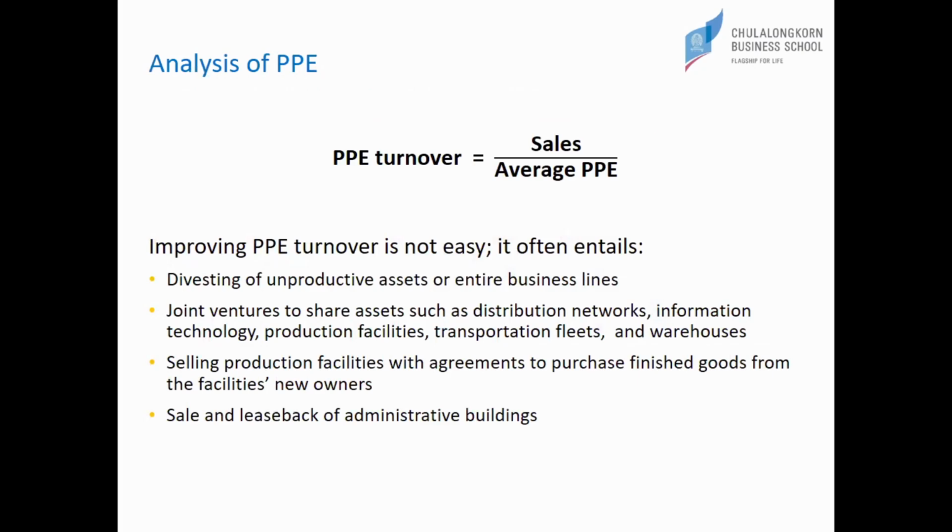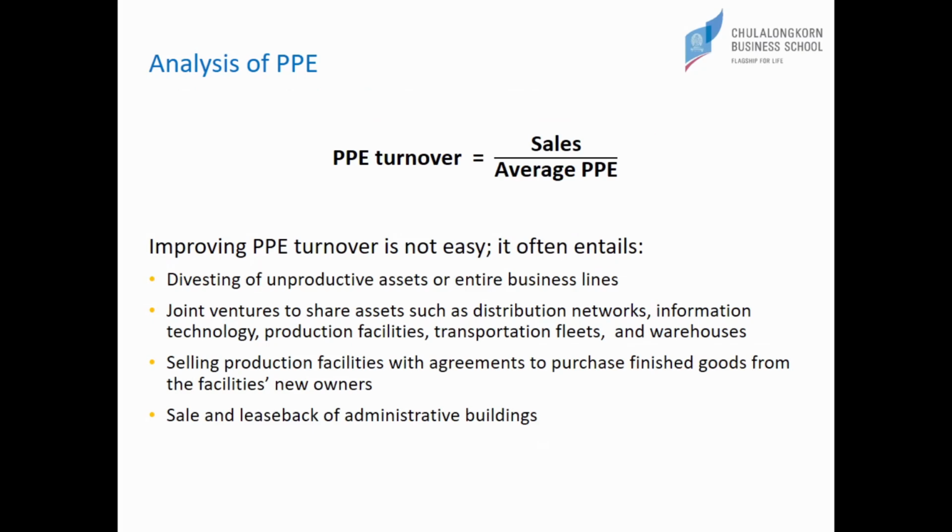And we have the PPE turnover. Okay, sales over the average PPE. So improving this PPE turnover is just not as easy as the one that we just previously saw, because it often entails this kind of thing here. First, it can require divesting of unproductive assets, or even the entire business line. Okay, so this PPE will be reduced, right? In that case.